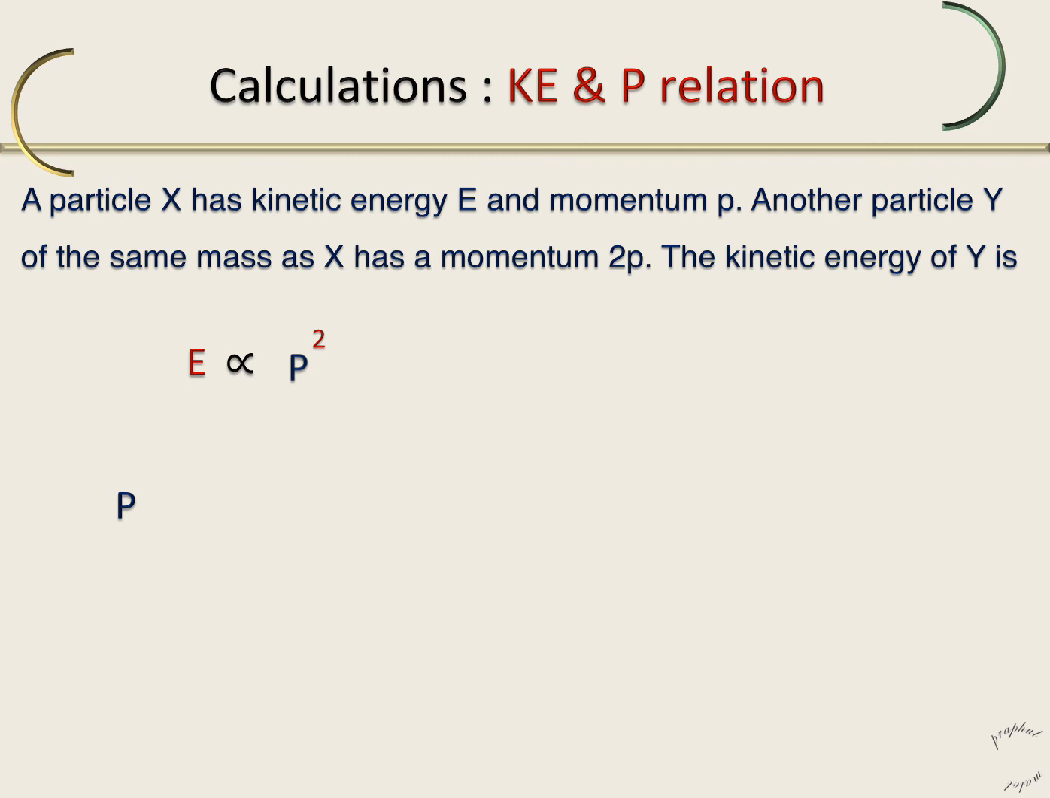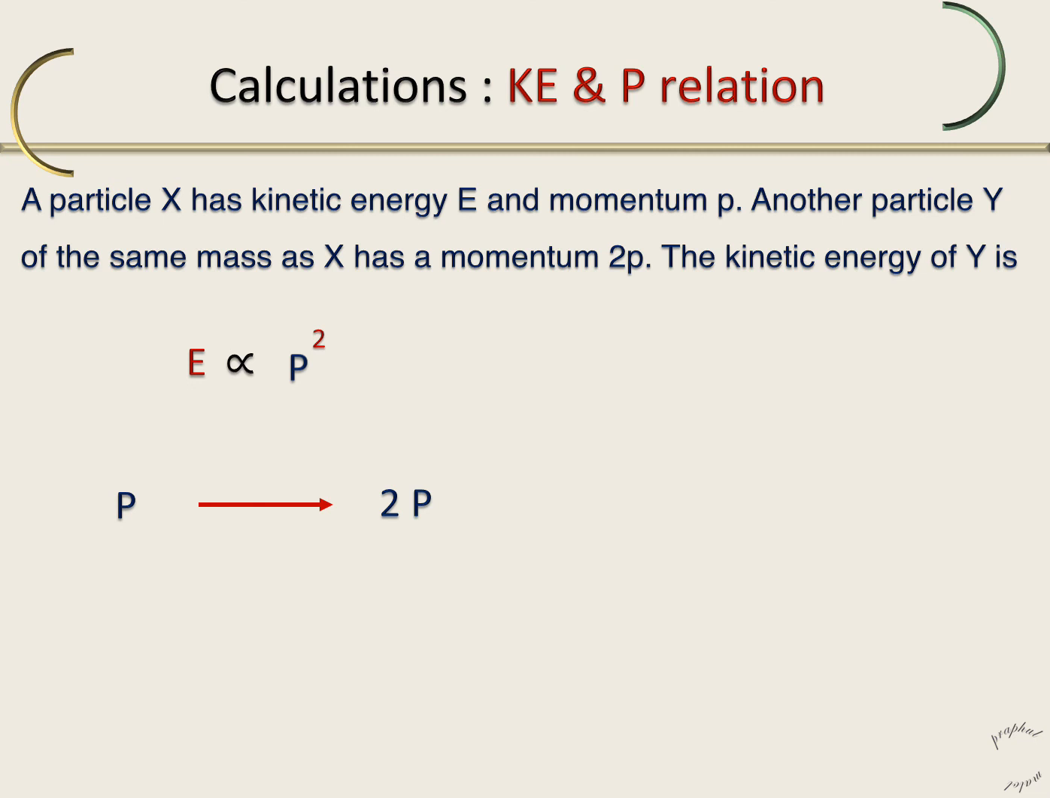What happens here is momentum is doubled. P is becoming twice. So according to the equation, energy is related with P square, not P. Whatever happens to P square, same change will happen to E also. That's what you call directly proportional. Directly proportional means whatever happens to the left hand side, same thing should happen to the right hand side also. For example, here momentum double we know, but the equation is for P square, so we are going to find out what will happen to P square, because same thing should happen to energy also.